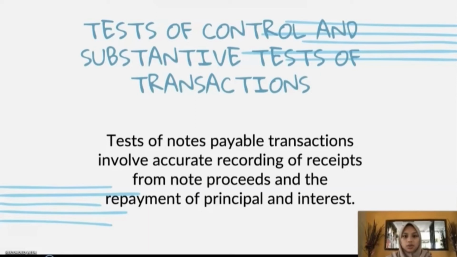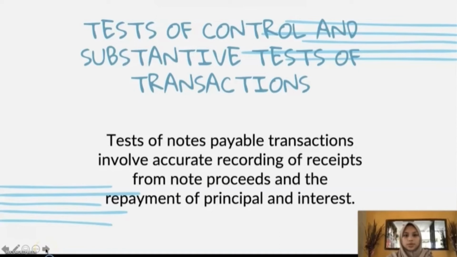Additional tests of controls and substantive tests of transactions are often done as part of the test of details of balances because of the materiality of individual transactions. In addition, the auditor should verify the accurate recording of receipt from note proceeds and payments of principal and interest.